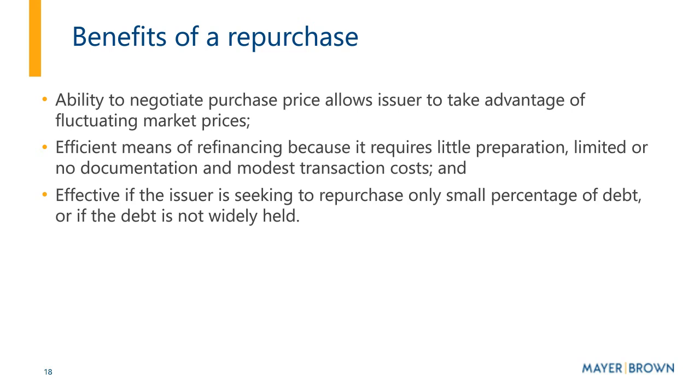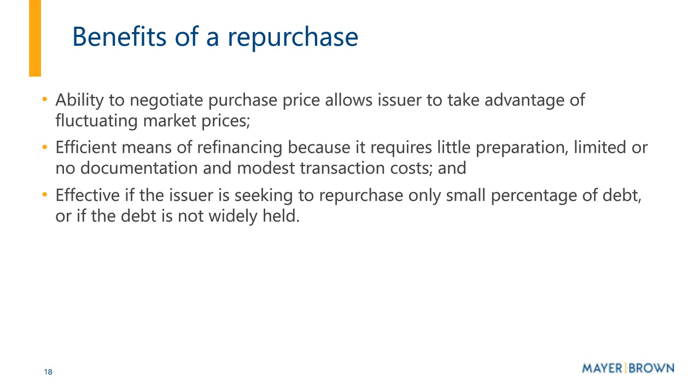First, they give the issuer the ability to negotiate different purchase prices to take advantage of fluctuating market prices or differing circumstances. Second, these repurchases can be an efficient means of refinancing because they require little preparation, limited or no documentation, and modest transaction costs. For example, an issuer could thus fund the repurchase either with available cash, commercial paper borrowings, or credit lines, and then term out the borrowings or replenish its cash at a more opportune time.